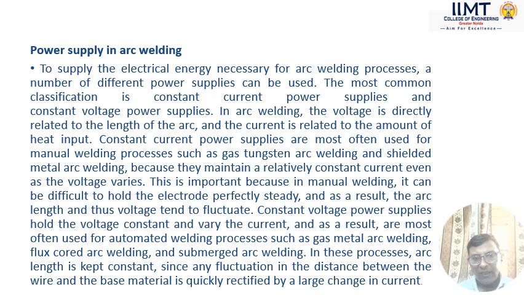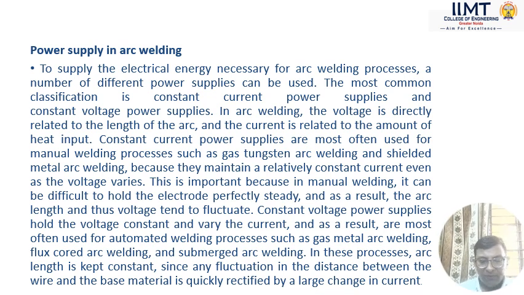Constant current power supplies are most often used for manual welding processes, such as tungsten arc welding and shielded metal arc welding, because they maintain a relatively constant current even as the voltage varies. This is important because in manual welding, it can be difficult to hold the electrode perfectly steady. The electrode can move, so the arc length cannot be constant. Thus, the voltage tends to fluctuate.